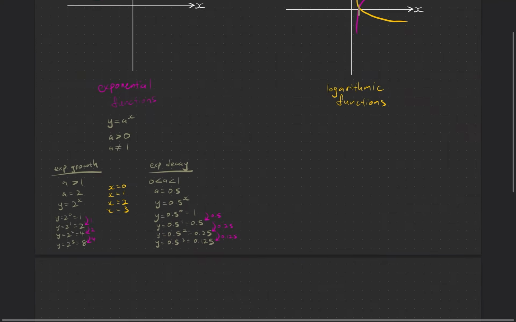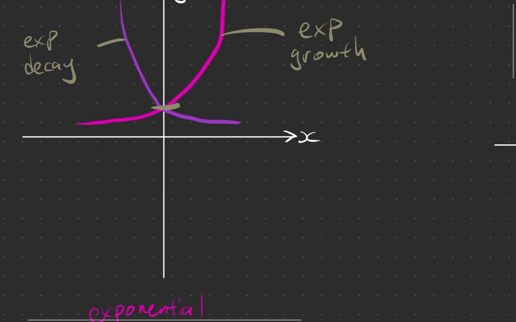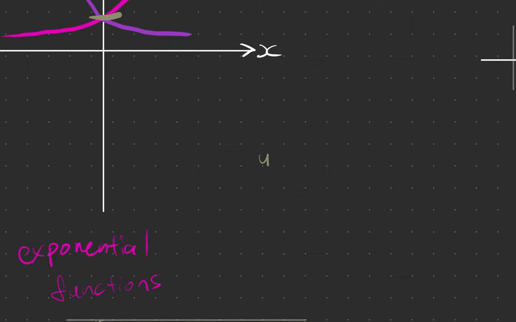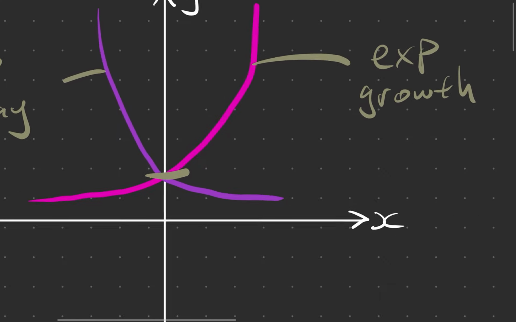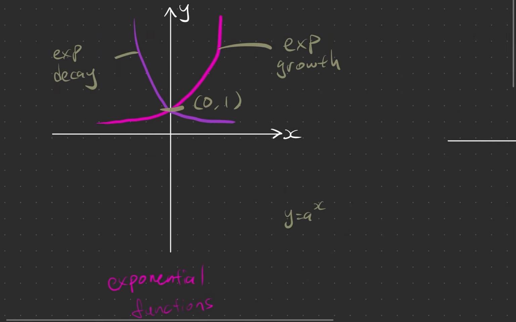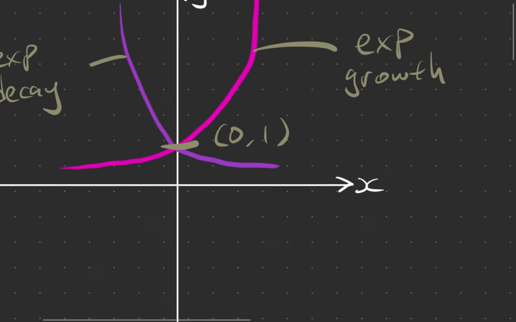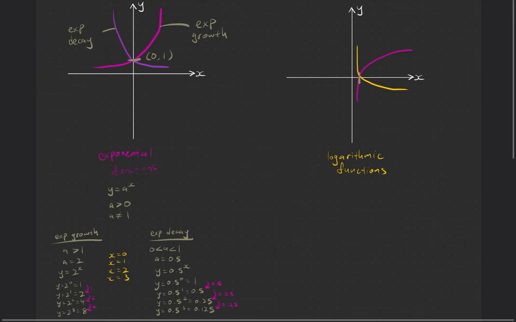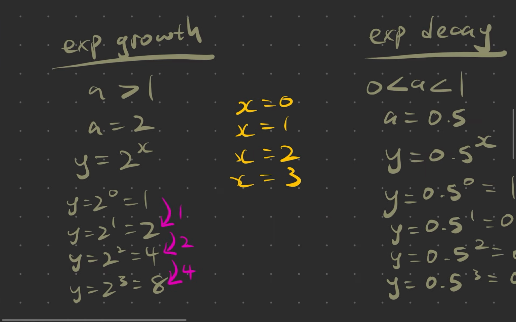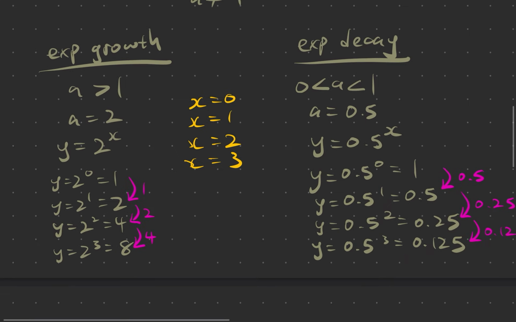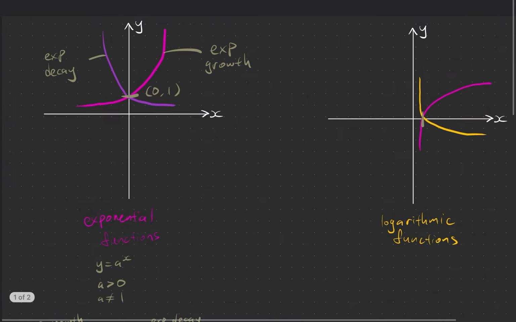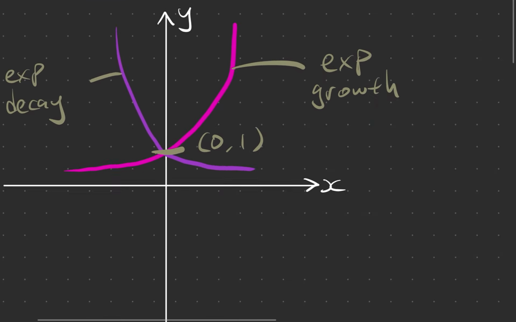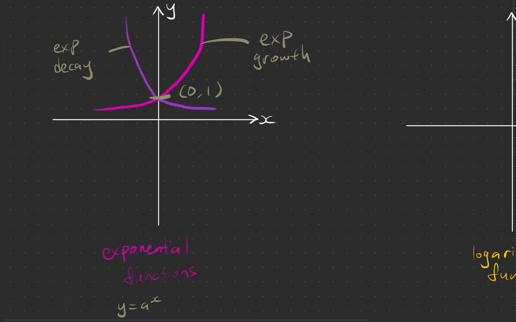Now, for all exponential functions, for all of these, y equals a to the power of x, they will all intersect the y-axis at 0, 1. Why is that so? Because, let's substitute x equals 0, which we already have done, where our y value is always 1, because any number to the power of 0 is just 1. And therefore, our y value will equal 1. So that's for exponential functions.